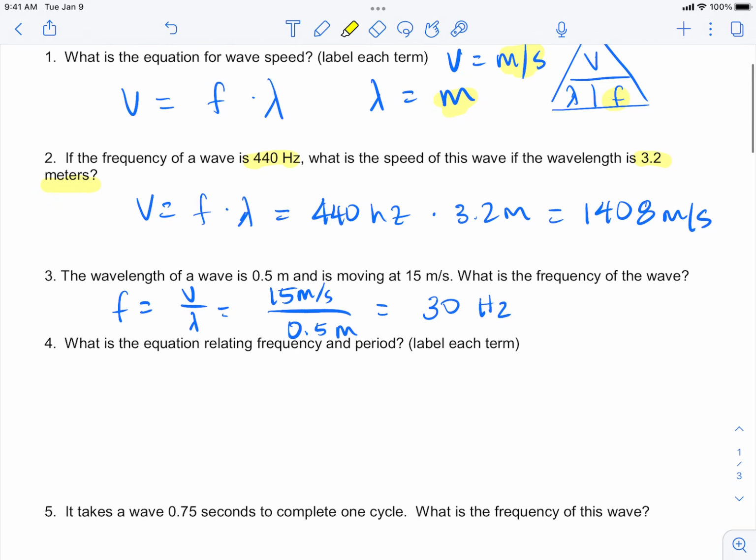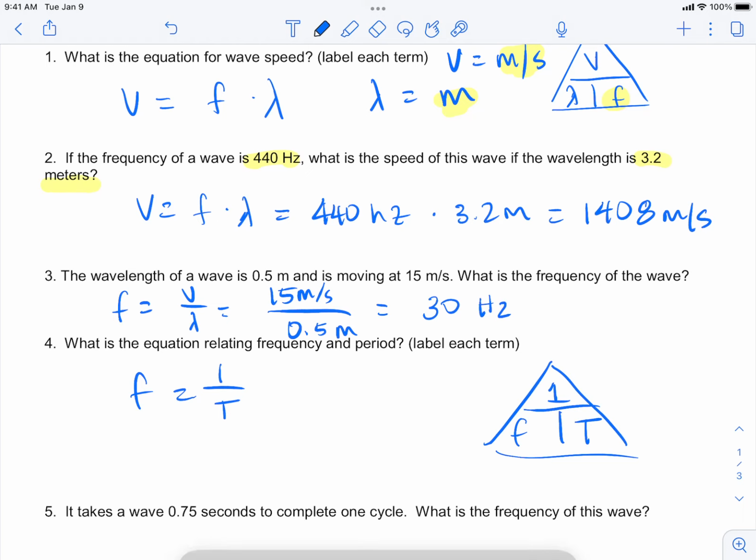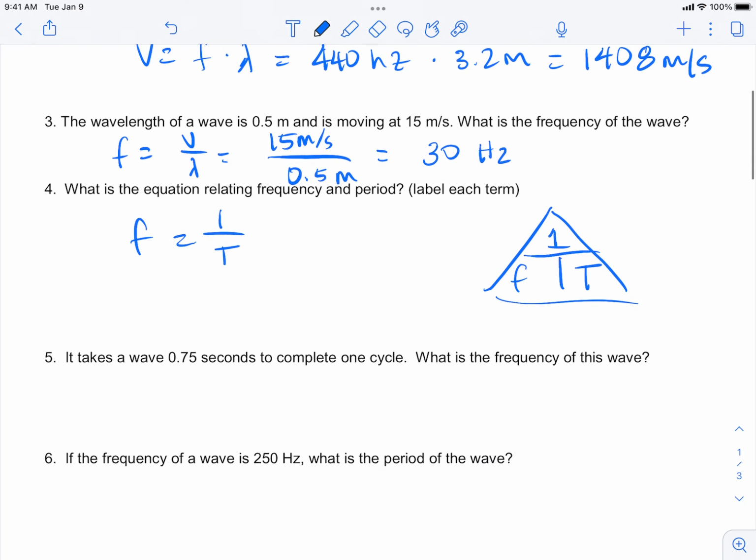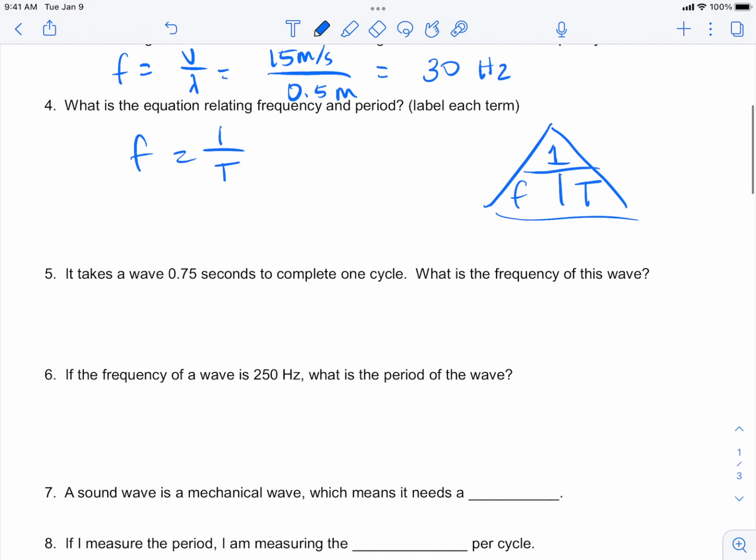For frequency and period, frequency equals 1 over period. The triangle looks like this. Frequency equals the number 1 over period. If you're given that information, it's pretty straightforward to find these things. Again, it's just not a triangle problem. You've seen 1,000 of them this year, right? It takes a wave 0.75 seconds to complete one cycle. That's its period. What is the frequency of this wave?